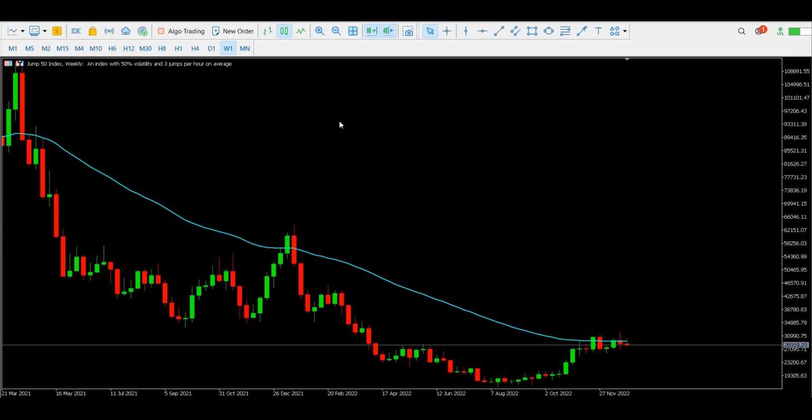A perfect example of this concept is the Jump 50 index trade I took yesterday. And I will be breaking down the reasons as to why I got in on the buy trade.